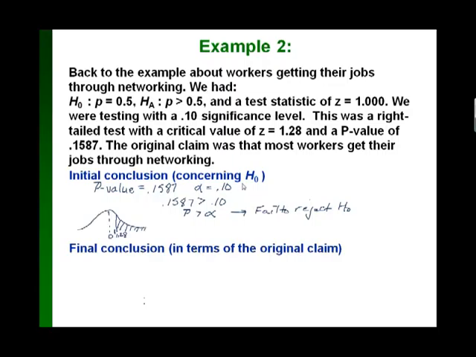If we do this with the traditional method, then we draw our picture of the normal distribution and put our critical value of 1.28 in there. Here's our picture of the critical region, which is shaded.